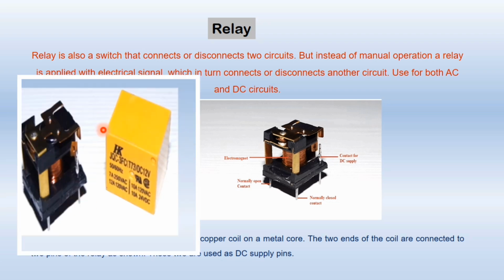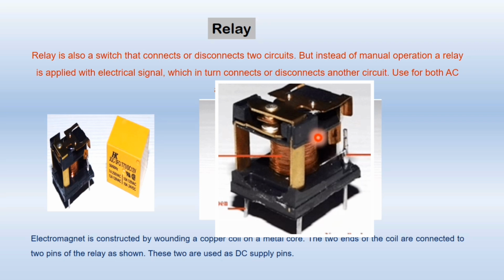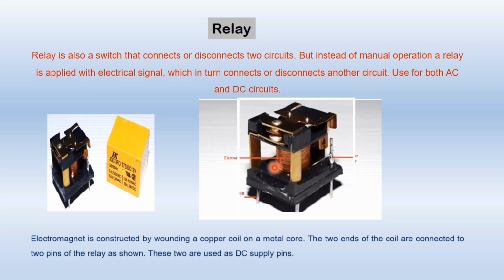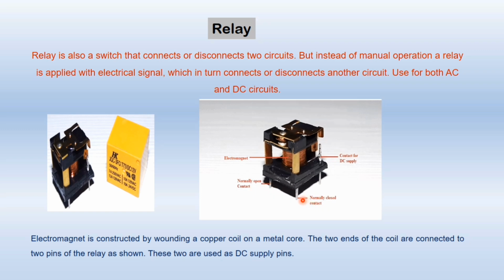So here you can see the diagram of the external casing and internal structure of the relay, and here we have a detailed diagram. In this diagram you can see the internal structure of the relay. Here we have a copper wire wound on a metal core, and the two ends of the copper wire are connected to two pins. To these pins we apply the DC voltage. When you apply DC voltage here, this coil will act as a magnet. And here we have two contacts, which are the normally open contact and the normally closed contact.